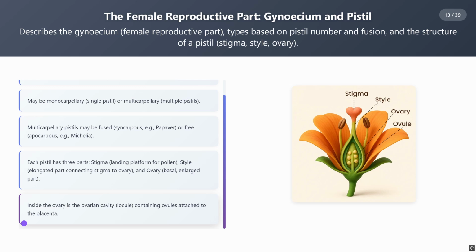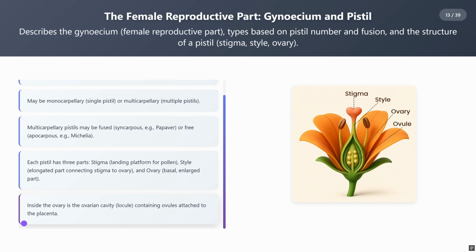What does each part do? The stigma is usually the very tip of the pistil. It serves as the landing platform for the pollen grains. It's often sticky or might have hairs to help trap the pollen effectively. Makes sense. Below the stigma is the style, which is this elongated, slender stalk connecting the stigma down to the ovary. And the ovary itself is the basal, often swollen part of the pistil.